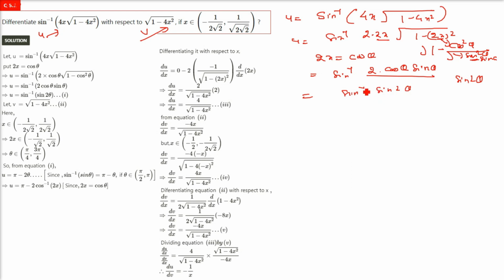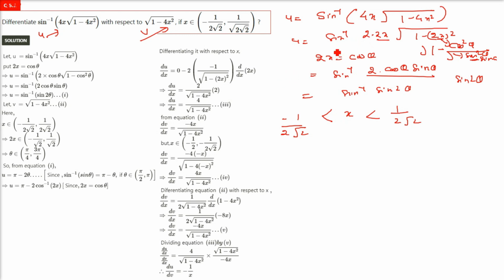Now you need to cancel sine inverse and sine, and 2 theta should come. But before doing that, we have to see the boundary. So x is between negative 1 by 2 root 2 and 1 by 2 root 2. So this is the range being provided. Alright. There is a misprint there, but don't worry, you know what we are doing.